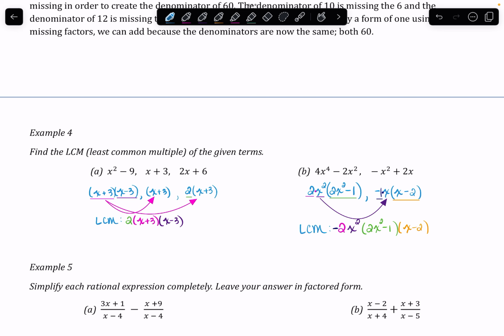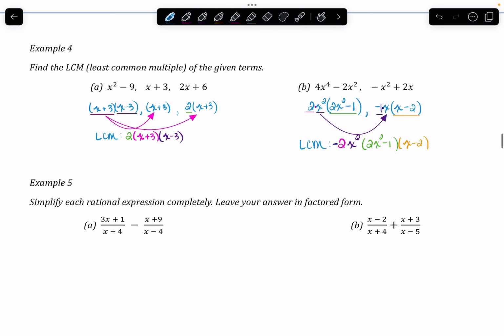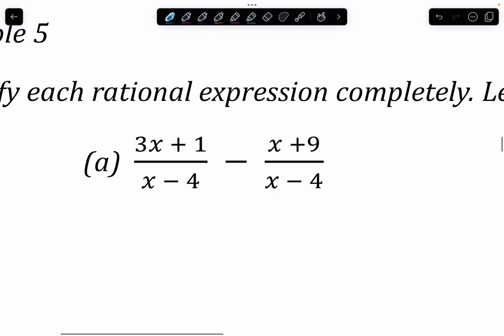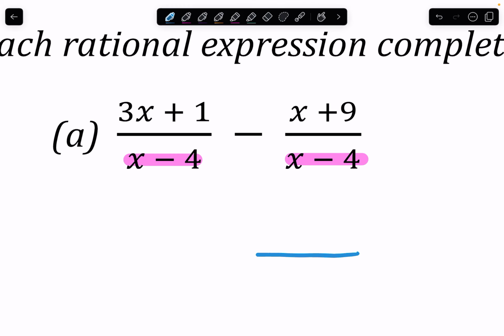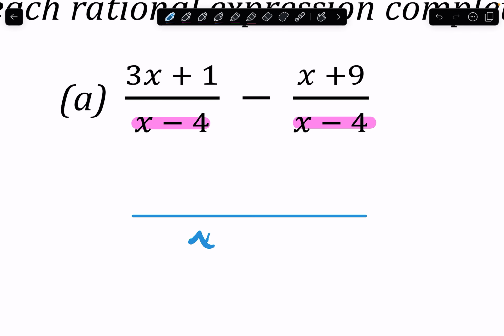All right, simplifying. All right, so these are being subtracted. So in order to add or subtract rational expressions, the denominators must be identical. So if we look at this problem here, first denominator is x minus 4. Second denominator is x minus 4. They are already identical. So what that means is I can go ahead and make this one big fraction. Denominators do not change. So the denominator is going to stay x minus 4.